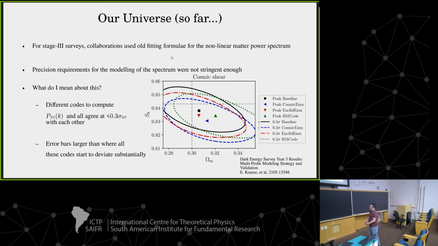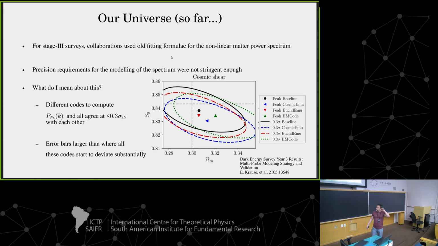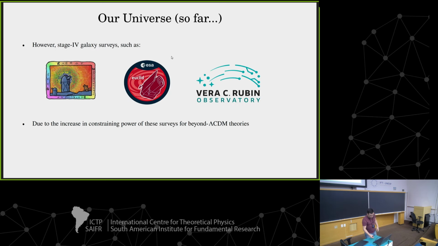So for the stage 3 surveys, we really lacked the precision to differentiate between all of the four or more. These quantities didn't bias the results enough, so we didn't need more modeling.